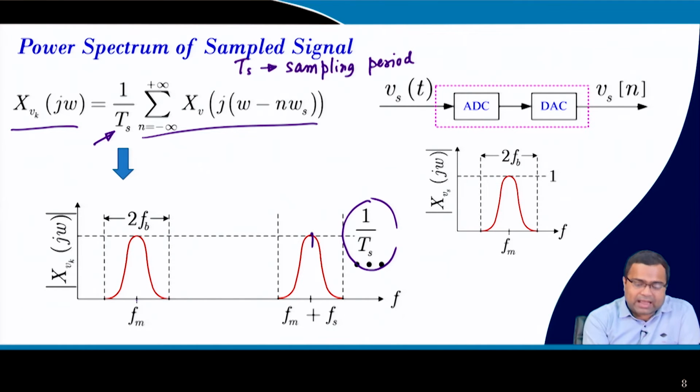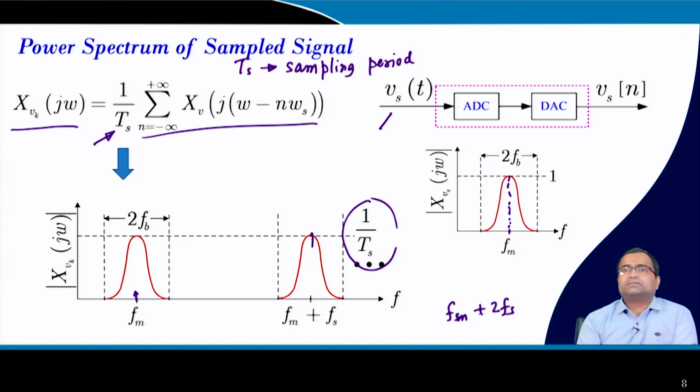That means, one at the frequency of excitation, the modulation frequency, that is the nominal frequency of the analog signal, and then on top of that you will get Fm plus Fs, then another Fm plus twice Fs, Fm plus 3 Fs, and so on. Similarly, on the left side you will get Fm minus Fs and so on. So, you will get side lobes, and all these components will have equal amplitude like 1 by Ts.